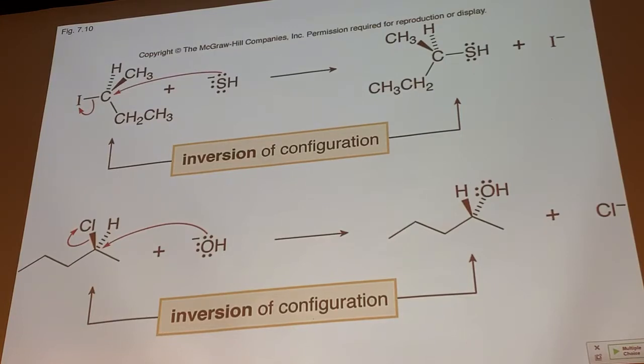Okay, so three different ways of drawing the product of an SN2 reaction relative to the starting material, depending on how it is drawn in the starting material. Questions? Yes?